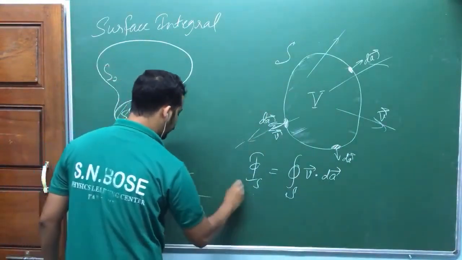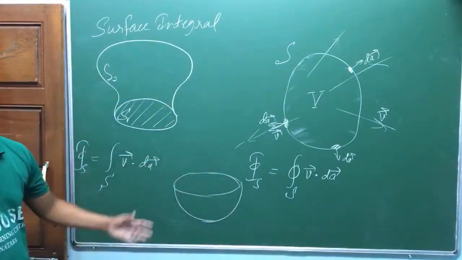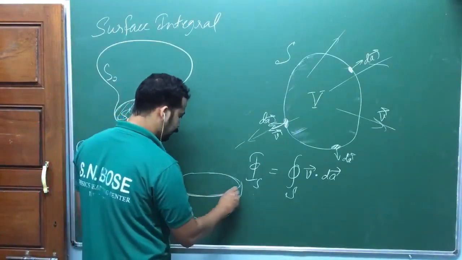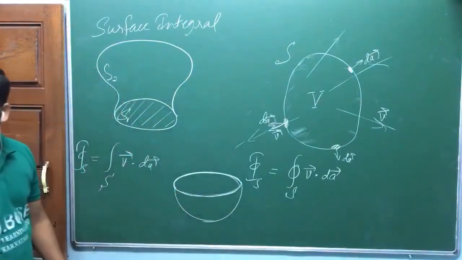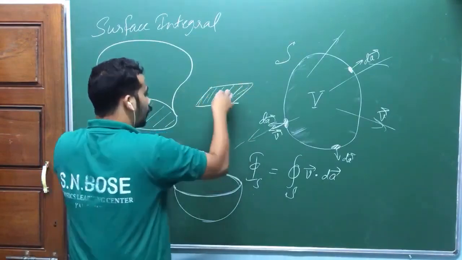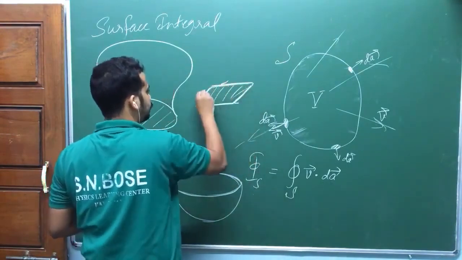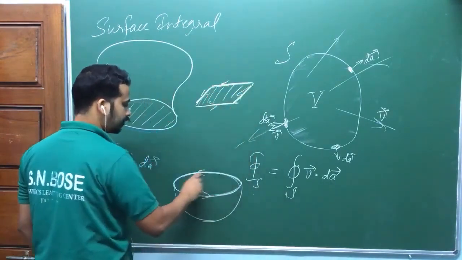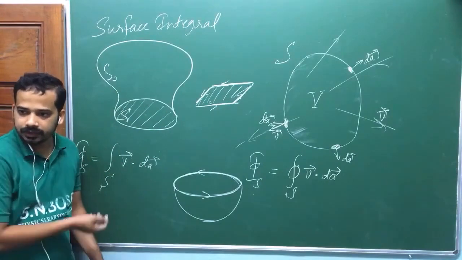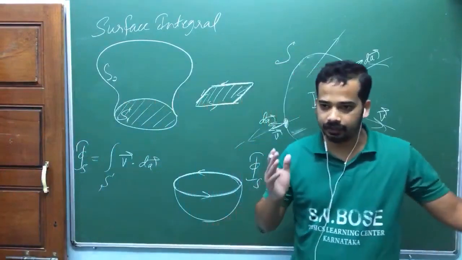Suppose you take a hemisphere. A hemisphere is a curved surface, and the boundary of that surface is a closed path. Or take a square-shaped, planar surface. What is the boundary of that surface? That is a closed path, isn't it? That's a closed line. The boundary of an open surface is a closed line. Can you imagine this or not?